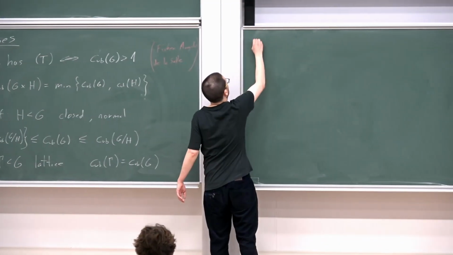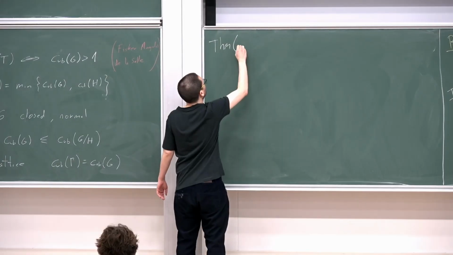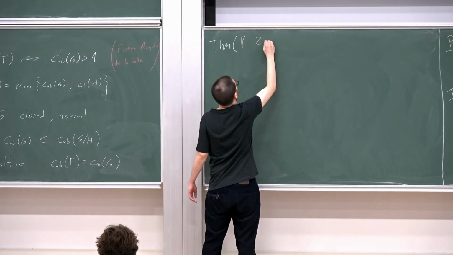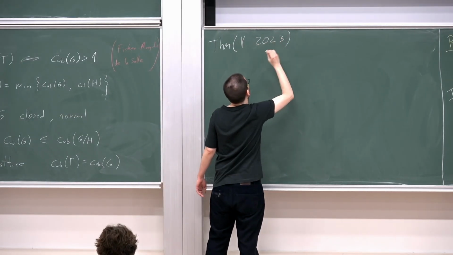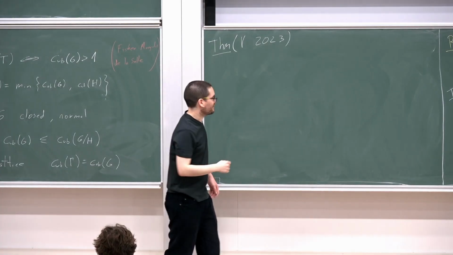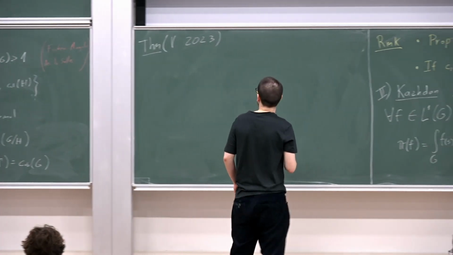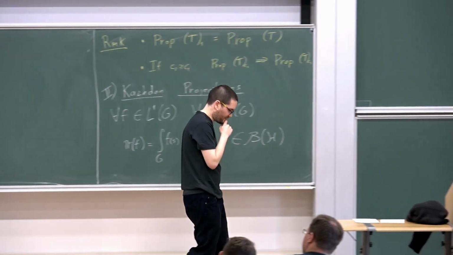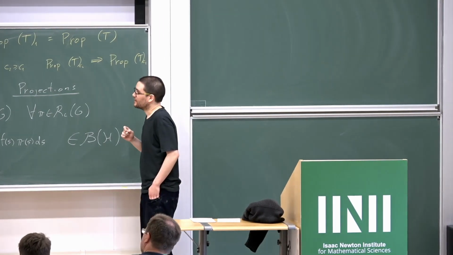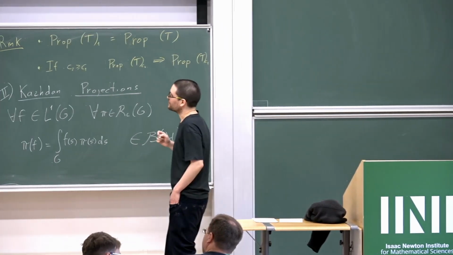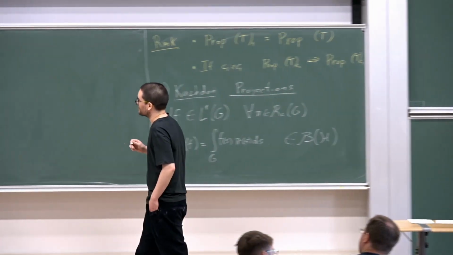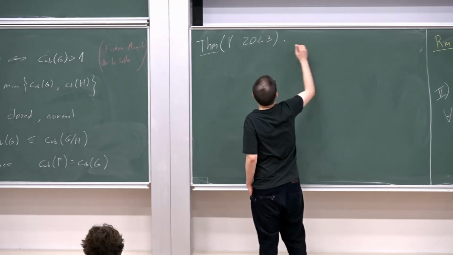So, yeah. This is in '23, I guess. It only appeared in the second version of the paper. This property is stable under von Neumann equivalence. So I'm going to write that down and I'm going to explain what that means.